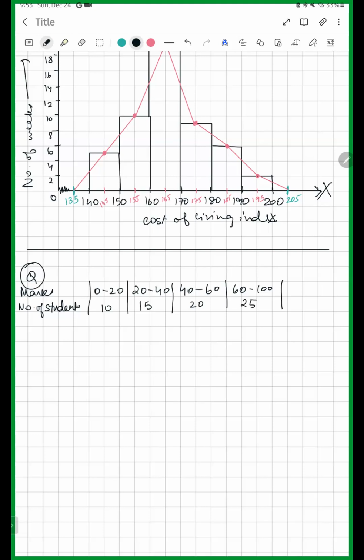Corresponding to this, they have drawn a graph and they're asking you to tell whether the graph that they've drawn is actually correct or not. And you guys have to tell me whether it is correct or not, and if not, then why not. So 0, 5, 10, 15, 20, 25, 30.